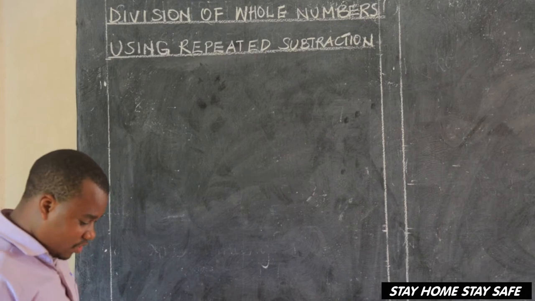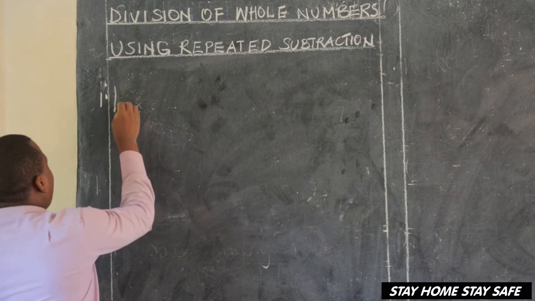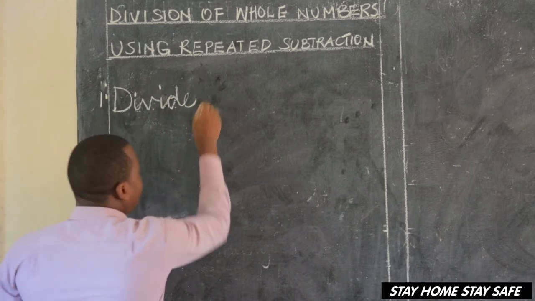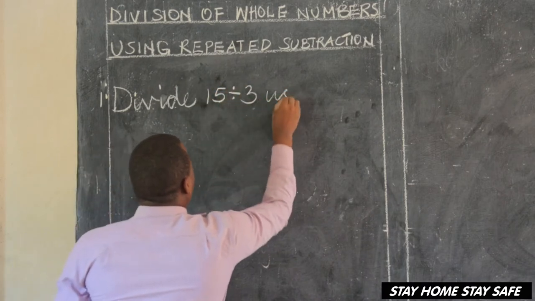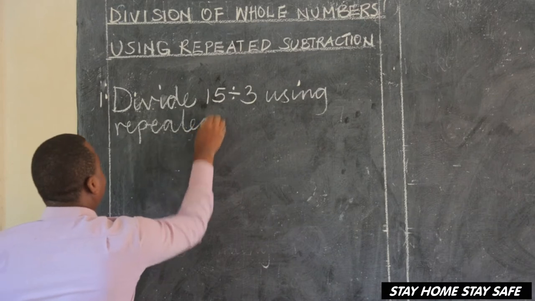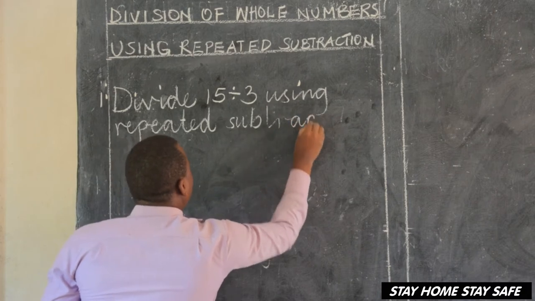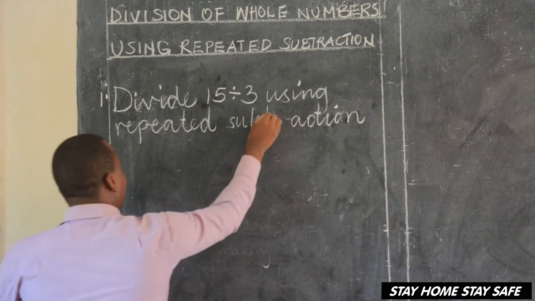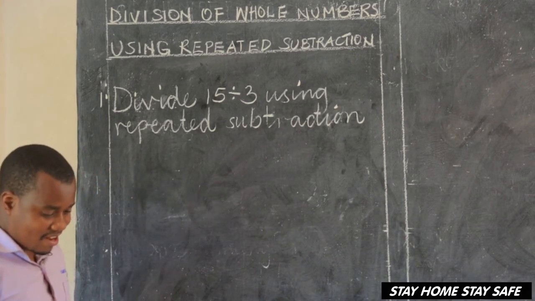How do we use repeated subtraction to divide numbers? So we are going to say, divide 15 by 3 using repeated subtraction. We shall have such questions. Divide 15 by 3 using repeated subtraction.